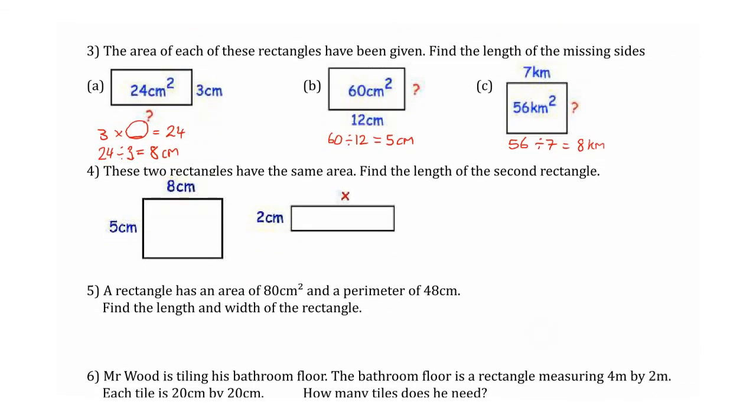So it says these two rectangles have the same area, find the length of the second rectangle. So first we're going to find the area of the first rectangle by doing 8 times 5, and that will give us 40. So 40 square centimetres is the area of that. It's also the area of this rectangle, and it therefore becomes a question just like the ones above. 2 lots of something equals 40, so 40 divided by 2 would give us 20.